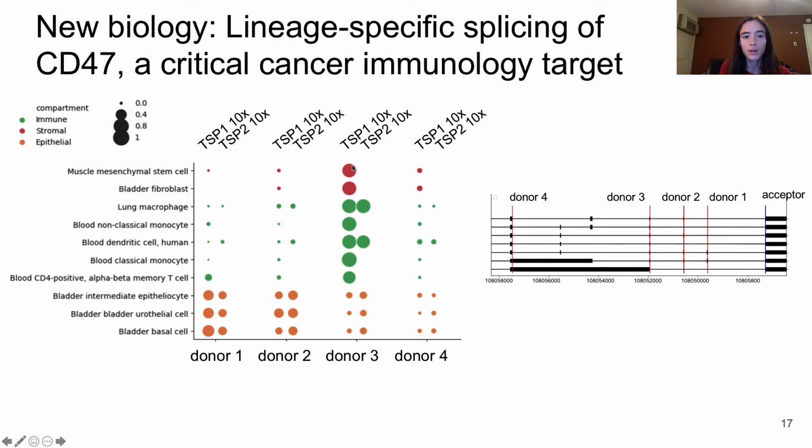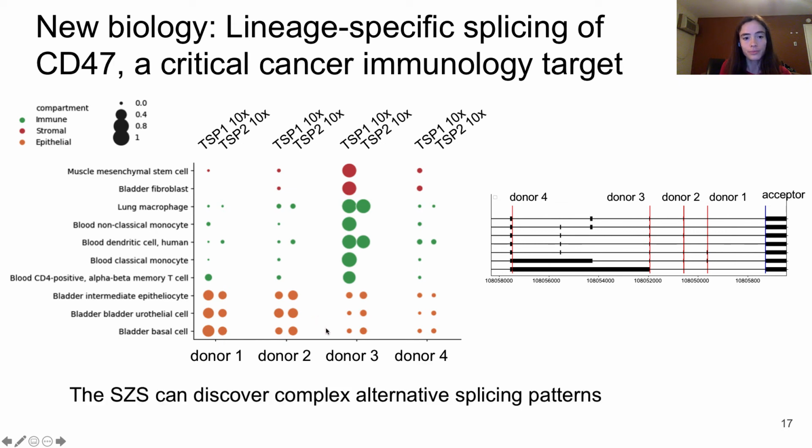For example, stromal and immune cell types tend to mostly just express the junction between this acceptor and donor 3, whereas epithelial cell types have a more uniform distribution across the 4 donors, preferentially using donor 1 and donor 2. This is an example of how the SCS can discover complex alternative splicing patterns beyond just simple exon skipping.